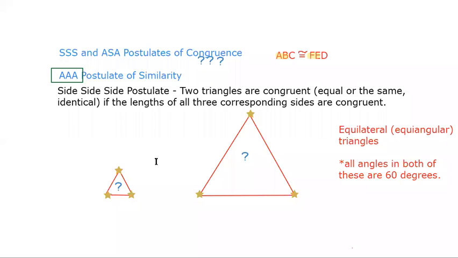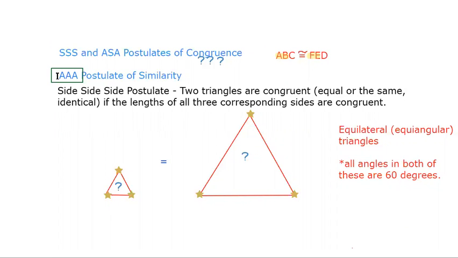Does that equal that? If we were to lay one on top of the other, would they be exact replicas? No, absolutely not. One is tiny and one is big. These are not congruent. However, they are similar. The sides are definitely in proportion to one another. So possibly you could have all three angles and have two congruent triangles, but it doesn't necessarily mean that the triangles are equal just because all three angles are.